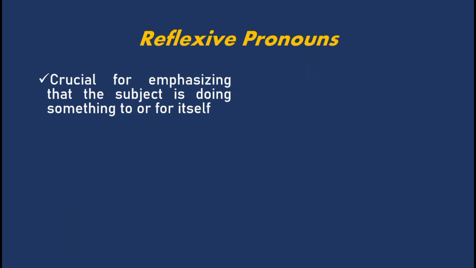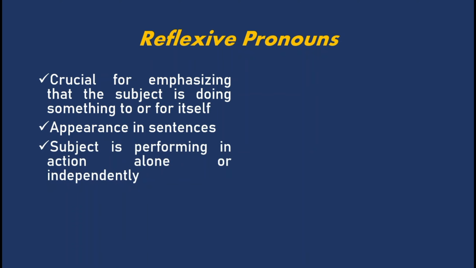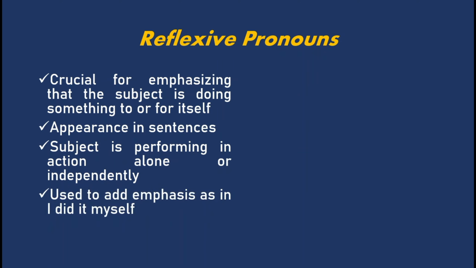Reflexive pronouns are crucial for emphasizing that the subject is doing something to or for itself, and they often appear in sentences where the subject is performing an action alone or independently. They can also be used to add emphasis, as in I did it myself, where myself emphasizes that no one else was involved.